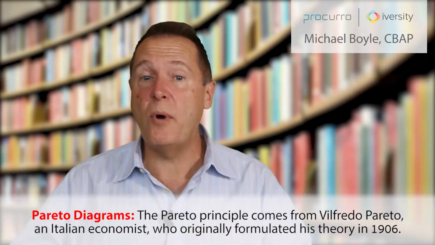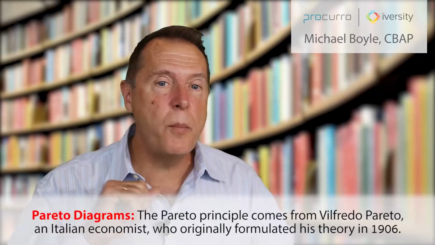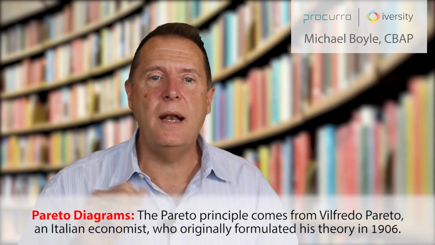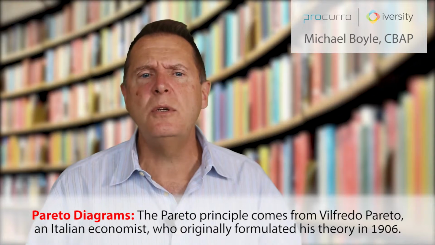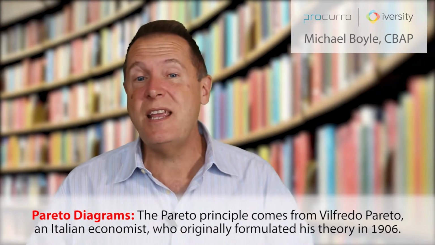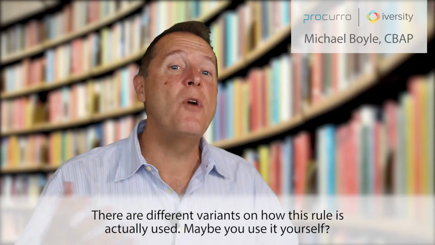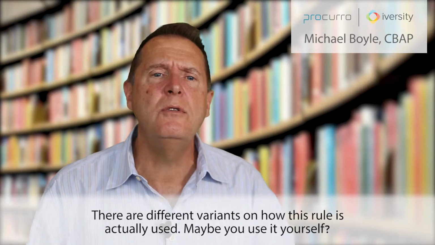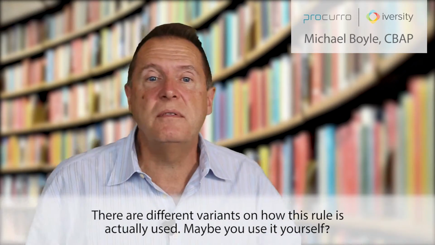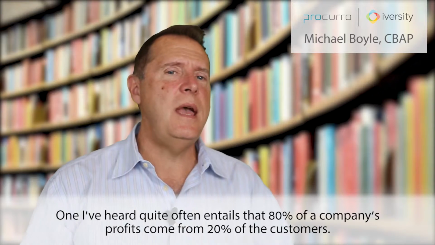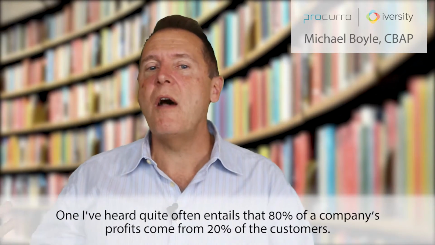So the next one is Pareto diagrams. The Pareto principle comes from Vilfredo Pareto, an Italian economist who originally formulated his theory in 1906. You might have also heard of it as being the 80-20 rule, which states that 80% of a problem is attributable to 20% of its causes or inputs. There are different variants on how this rule is actually used. Maybe use it yourself.